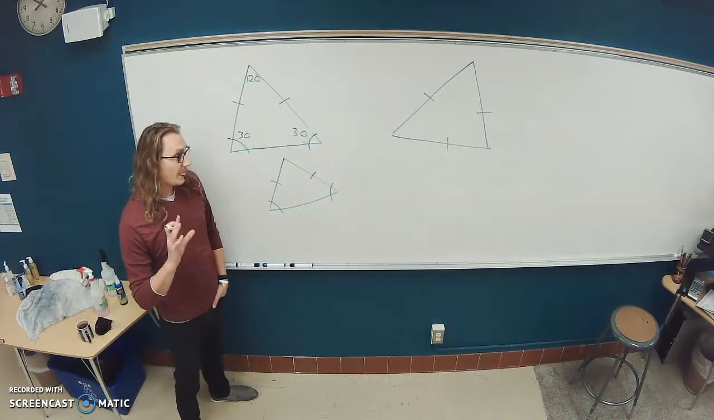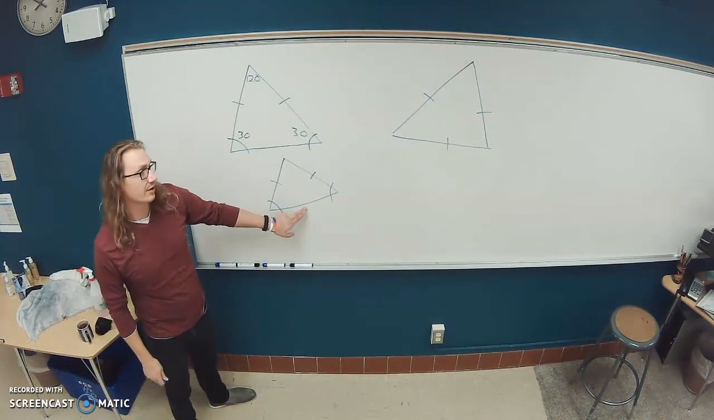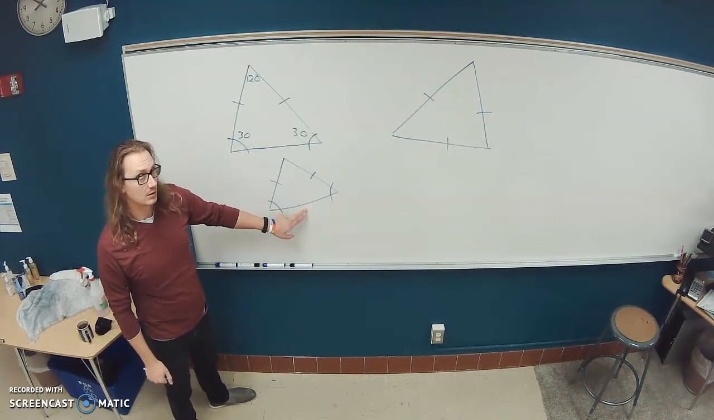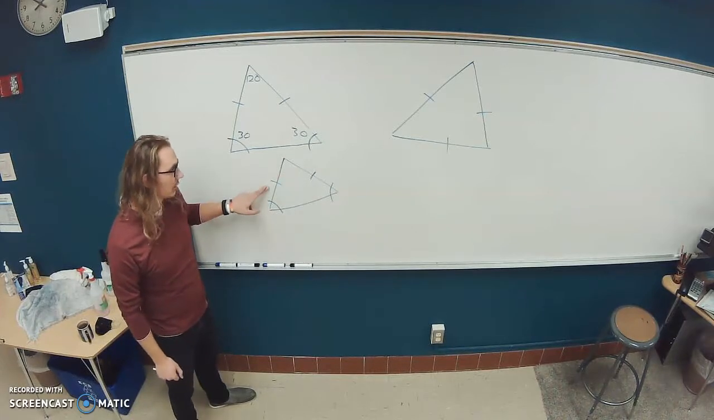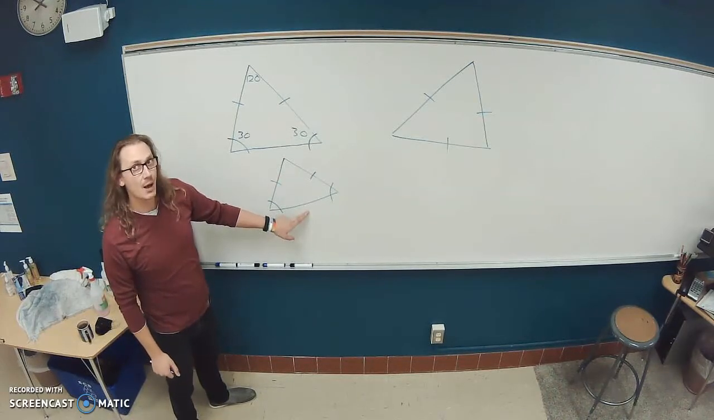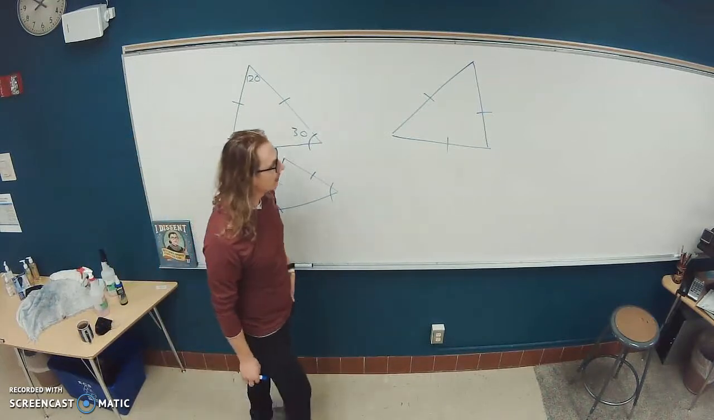Now, that does not mean that they can't also be congruent to the third side. And that's important. All it means is these two sides are congruent. It doesn't tell us anything about that side. And I'll tell you why that's important as we move on to equilateral triangles.